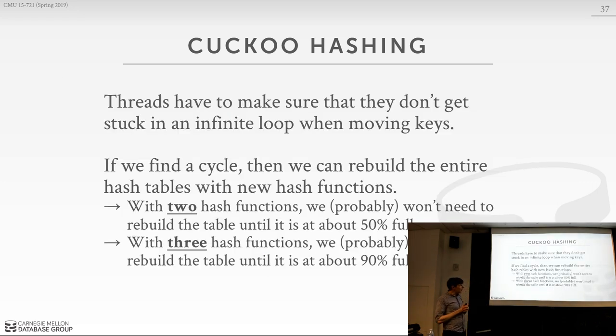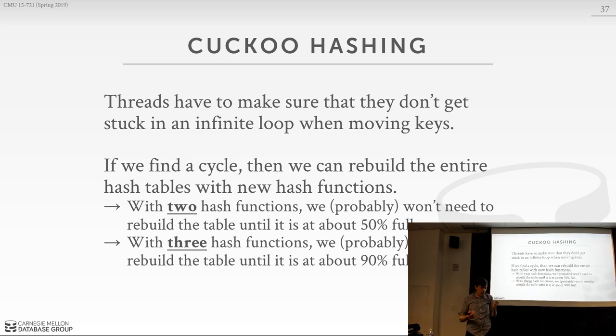So in practice, the math works out that with two hash functions, you probably don't need to rebuild the entire hash table until it's about 50% full. But with three hash functions, three hash tables, you probably don't need to rebuild it until the table is about 90% full. So you're paying extra memory costs to have multiple hash functions or hash tables, but you don't have to do the rebuild. If the thing gets full and you're stuck in an infinite loop, then you have to resize it. And you won't have to do that, with high probability, until it's 50% full or until it's 90% full in either case. So in practice, most people do this, and you size the hash table large enough so that you don't have to do a complete rebuild.